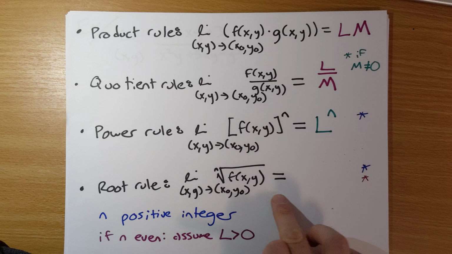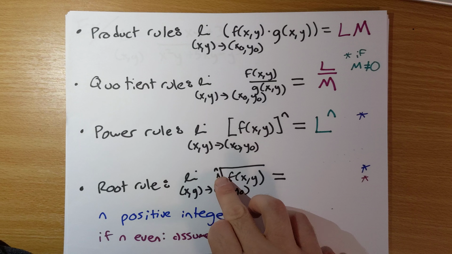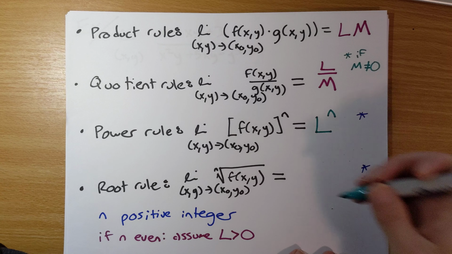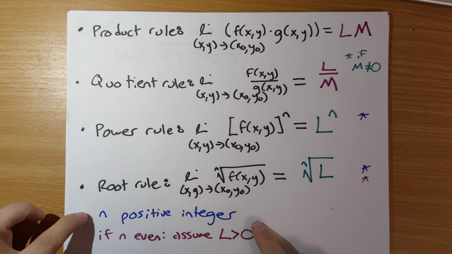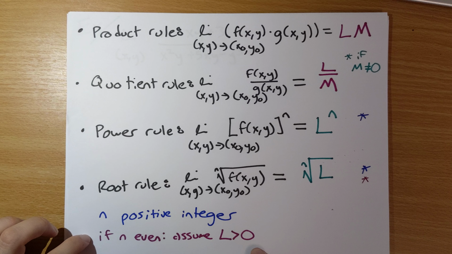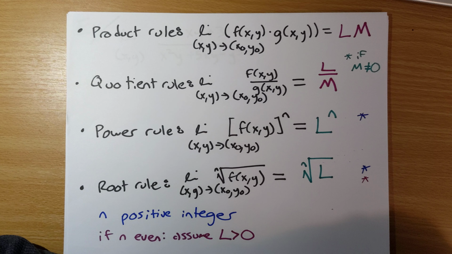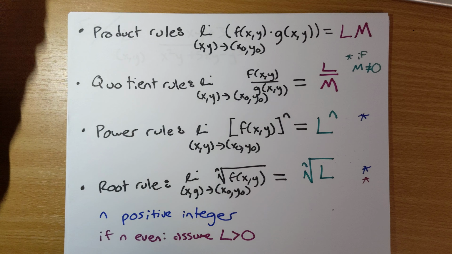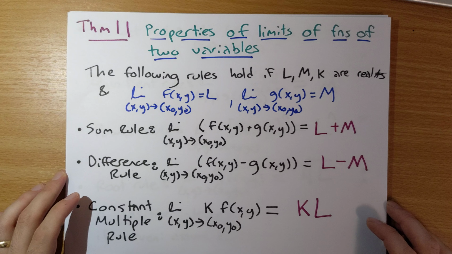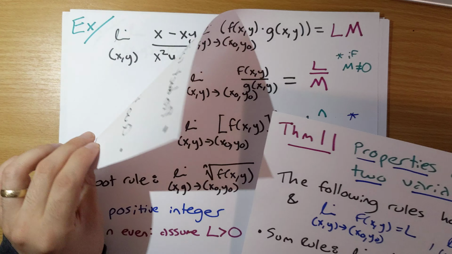And then finally a root rule here. We take the limit as (x,y) goes to (x naught, y naught) of the nth root of f(x,y). This is going to be the nth root of L, assuming n is a positive integer again. And if n is even, assume L is positive. Otherwise, like if n is 2 and we're taking the square root, we don't want to be taking the square root of something negative. So all 7 of these rules here should feel very unsurprising. They're all in the textbook.